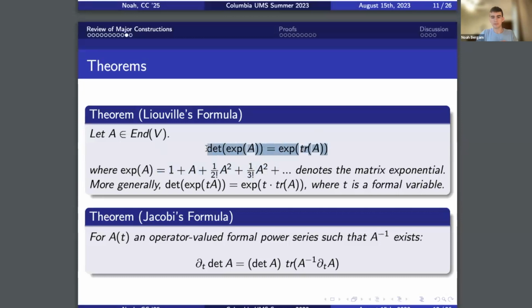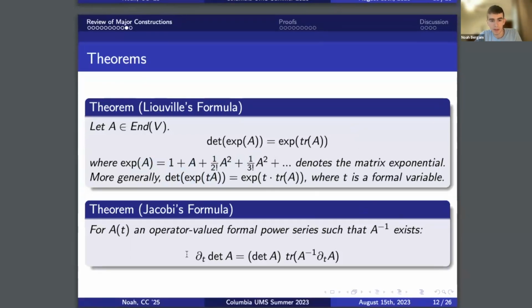You can derive this really easily for a diagonal matrix, but the general proof will require a bit of work. Also, the more general statement of this is that we can add some formal variable t inside of this. So the determinant of the exponential of tA would be the exponential of t times the trace of A, where t is a formal variable.